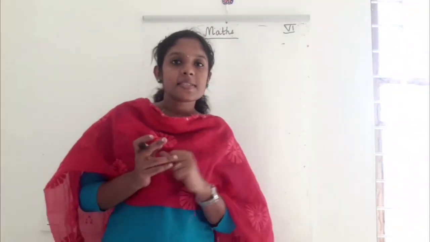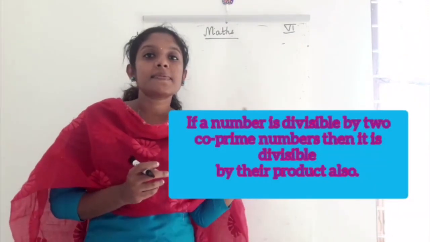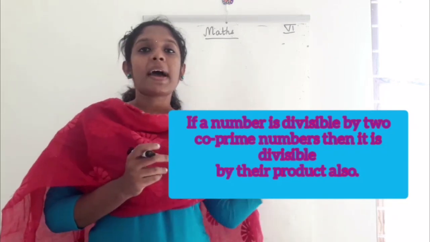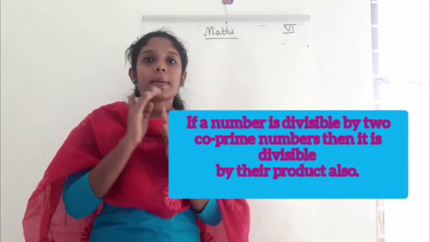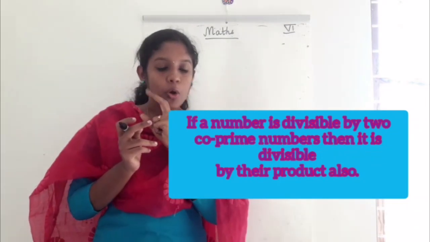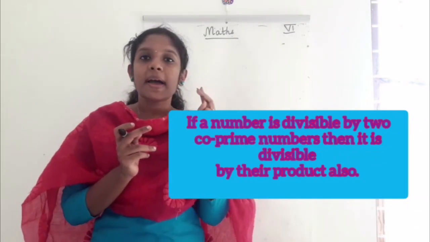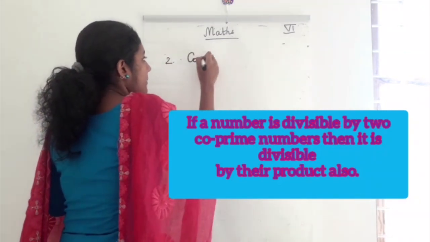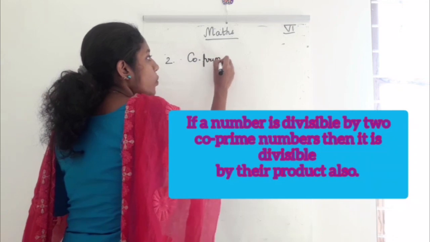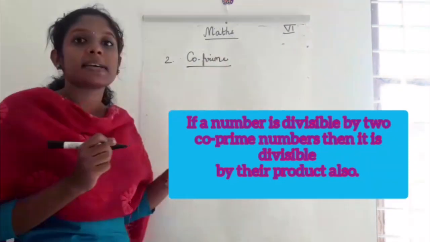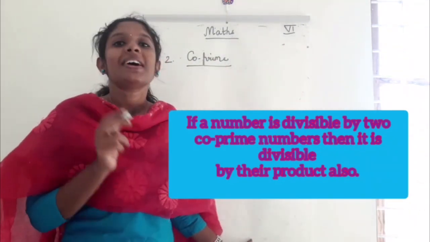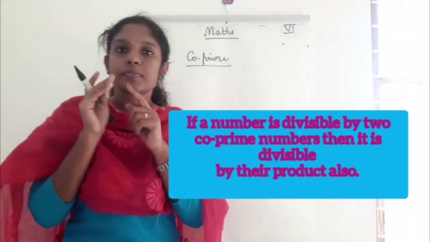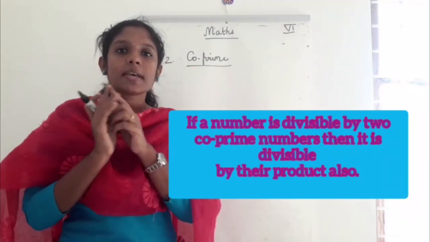Okay, so the second divisibility test is this. If a number is divisible by two co-prime numbers, then it is divisible by their product also. Do you know what a co-prime number is? Co-prime numbers are numbers that have 1 as the only common factor. Last class we learned what co-prime numbers are. They are called co-prime numbers.